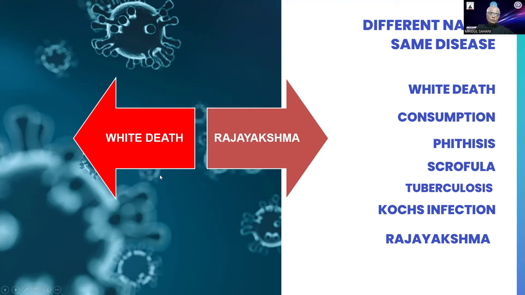White death. Hippocrates named it white death because during the time of dying with tuberculosis, the patient's face becomes white, as if there is no blood at all. And Raj Yakshma, this is from our Indian sage. He says that with the Raj and with the kingdom, you are deprived of the air, Yakshma. So no air, and you are going to be deprived of life. Air has been taken as life. So this is the important thing in both the cases. The end stage it becomes white.